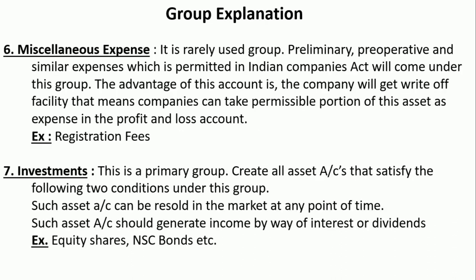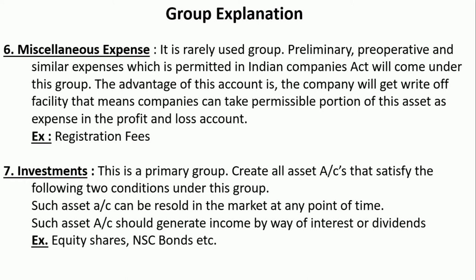Next is sixth primary group, miscellaneous expense. It is a rarely used group. It is to maintain preliminary or pre-operative and similar type of expenses, which is permitted in Indian Companies Act. Okay. The advantage of this account is the company will get write-off facility. That means companies can take a permissible portion of this asset as expense in the profit and loss account.